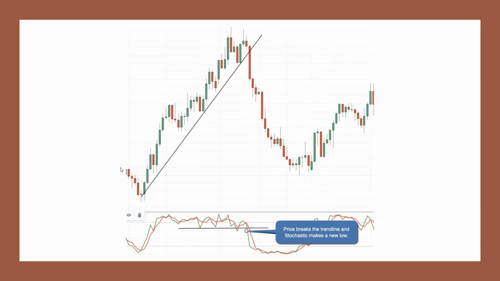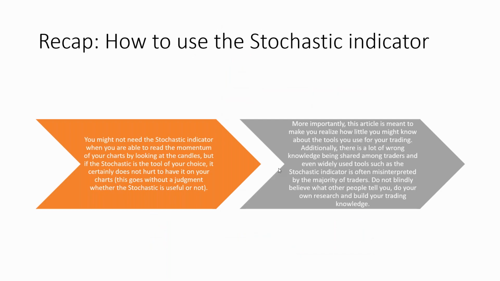So as you see on this chart, we see a very well formed uptrend. We see price break the trend line and stochastics move to a new low, and that's signaling that the uptrend is over, and we would look for a short entry position.